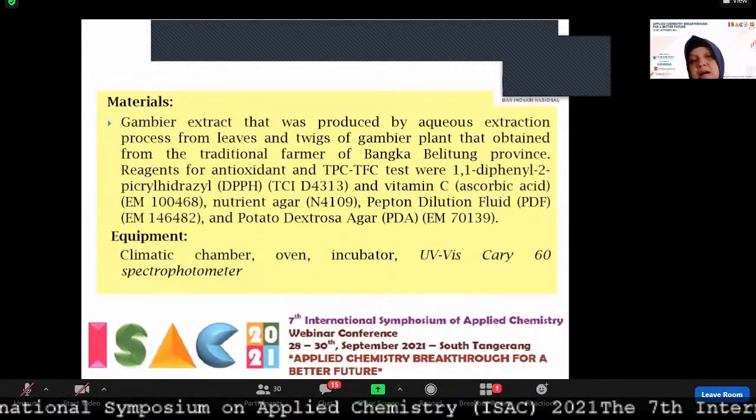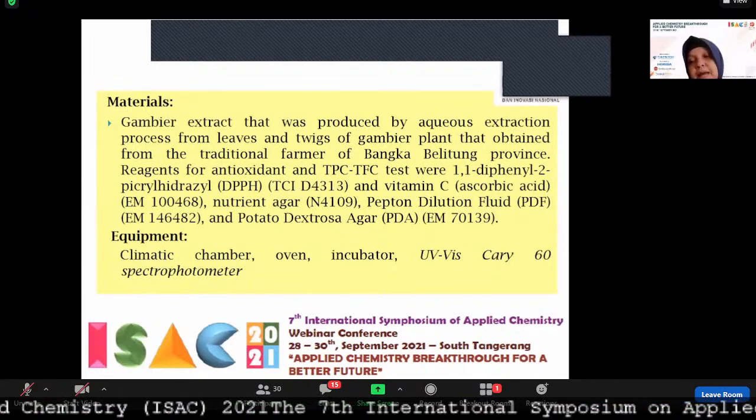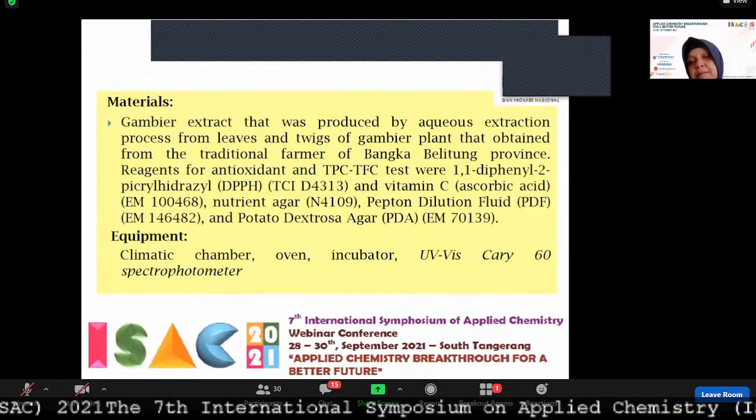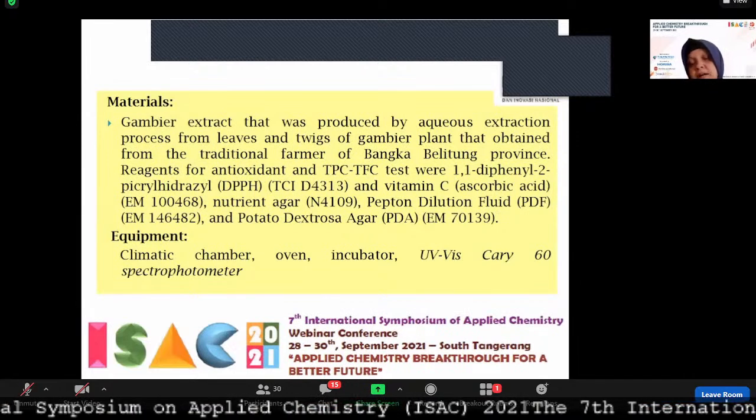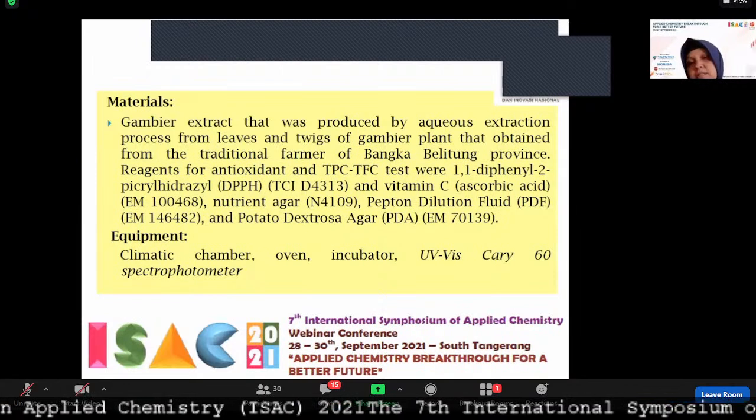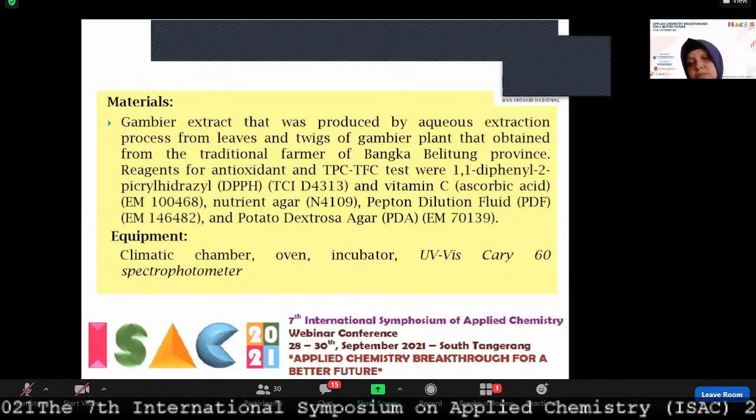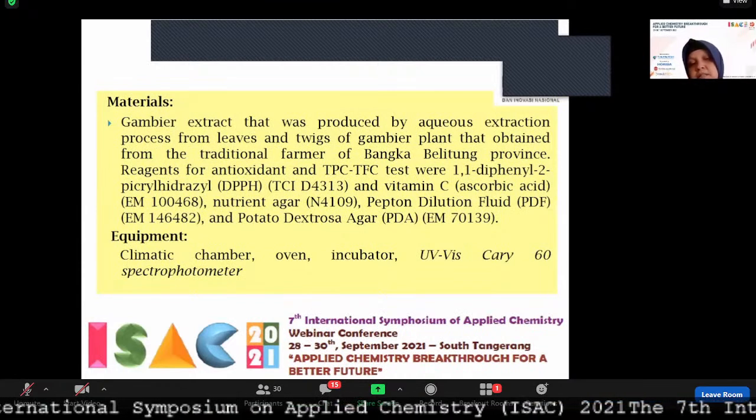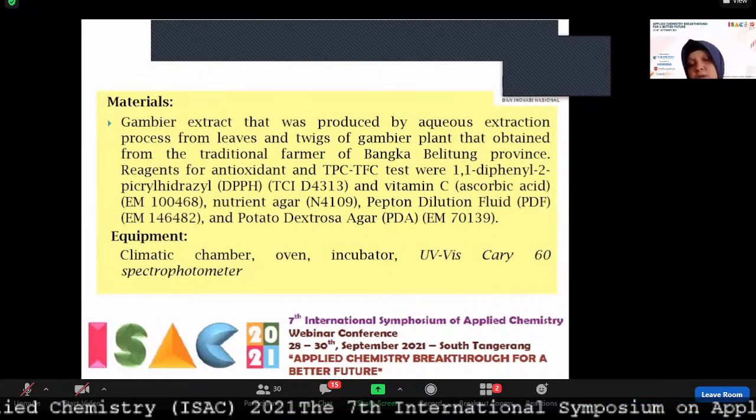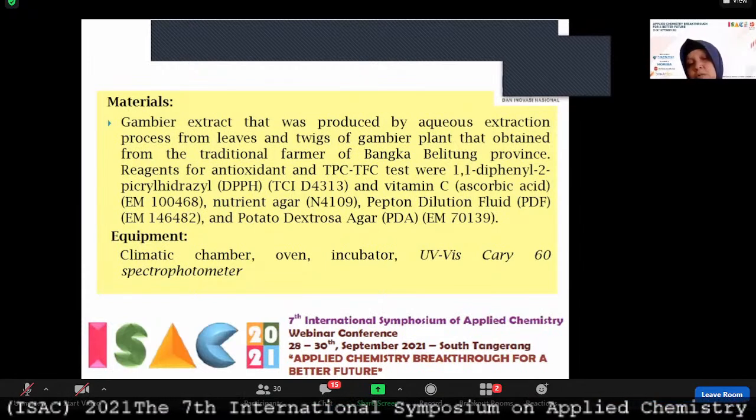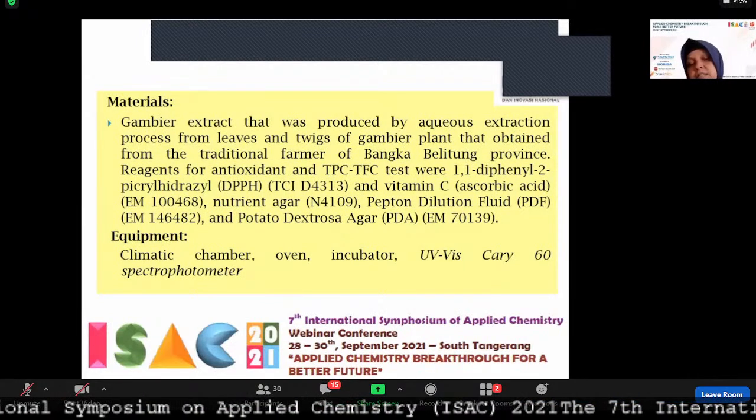The materials of the research are Gambir extract that was produced by aqueous extraction process from the leaves and twigs of the Gambir plant obtained from a traditional farmer of Bangka Belitung. The reagents for antioxidant analysis are DPPH and ascorbic acid as standard antioxidant, and for TPC and TFC tests were nutrient agar, peptone dilution fluid (PDF), and potato dextrose agar. The equipment of the research are a climatic chamber for storing the extract, oven, incubator, and UV-visible spectrophotometer for analysis of the catechin and antioxidant activity of the extracts.